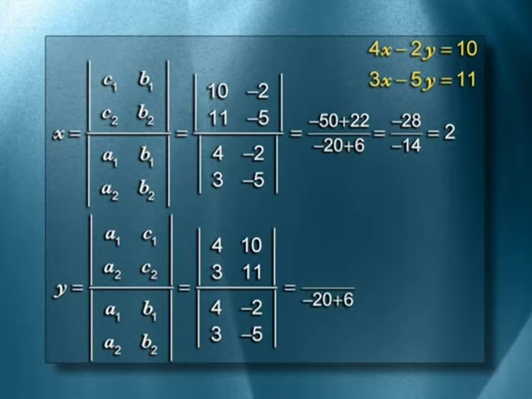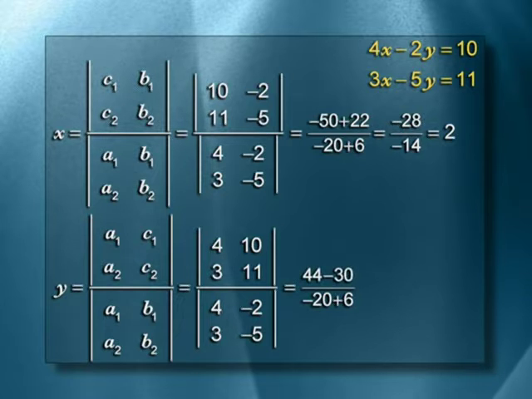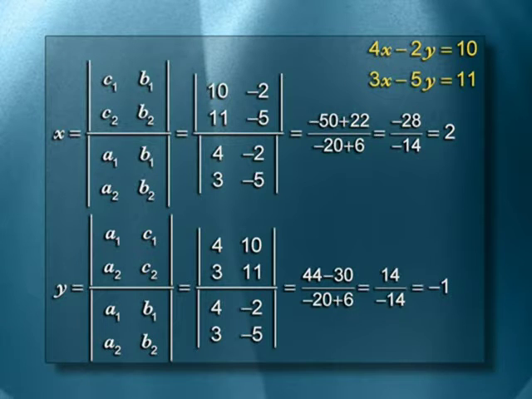Well, the bottom one's the same as before, minus 20 plus 6, or minus 14. The top one is 44 minus 30, or 14, and that answer is minus 1. So our final answer is (2, minus 1). What do you think? You like the method?